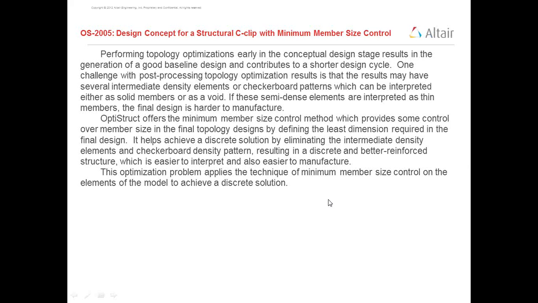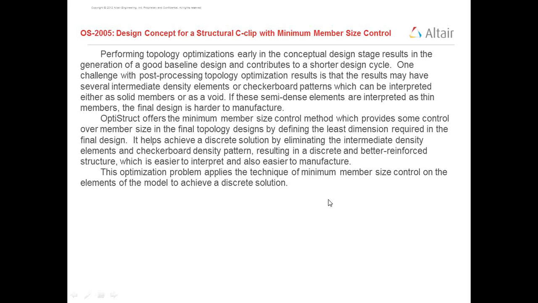Performing topology optimization earlier in the conceptual design stage results in the generation of a good baseline design and contributes to a shorter design cycle. One challenge with post-processing topology optimization results is that the result may have several intermediate density elements or checkerboard patterns, which can be interpreted either as solid members or as a void. If these semi-dense elements are interpreted as thin members, the final design is harder to manufacture.